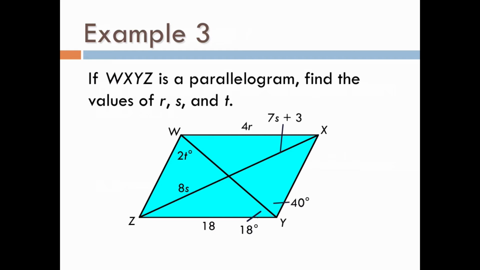Are you saying that angle ZYW is 18 degrees? ZYW, yes. And angle WYX is 40. And the segment from X to that center point is 7S plus 3, and the distance from Z to that center point is 8S.